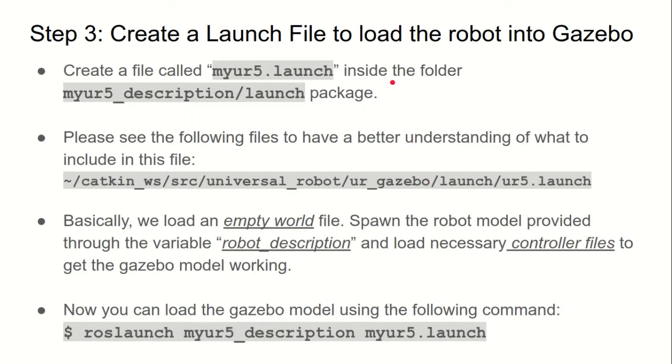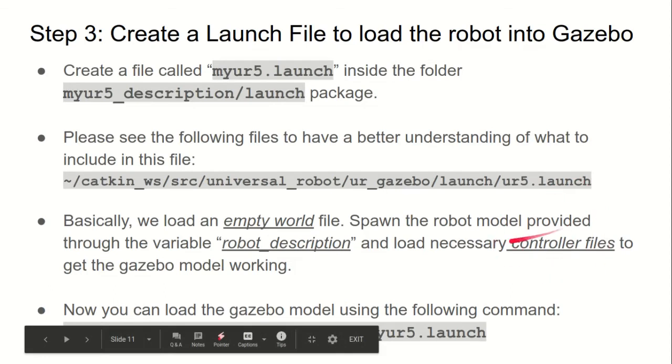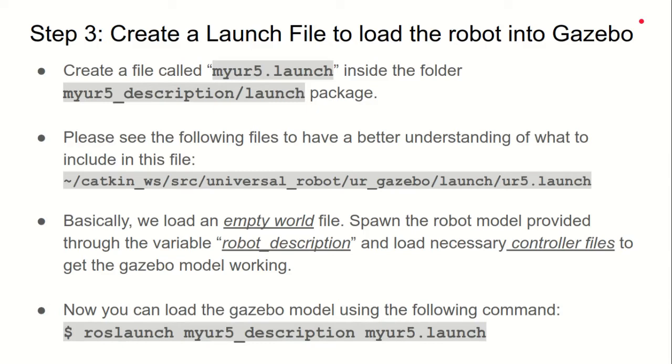Now step 3 is that once we create this URDF file, we can create a file called my ur5.launch. Okay, and this is similar to the ur5.launch that is available with the universal robot repository. Basically we now have everything here: the world description, robot description, and controller files. Once it is done, you can just launch it by using the ROS launch command as shown at the bottom.